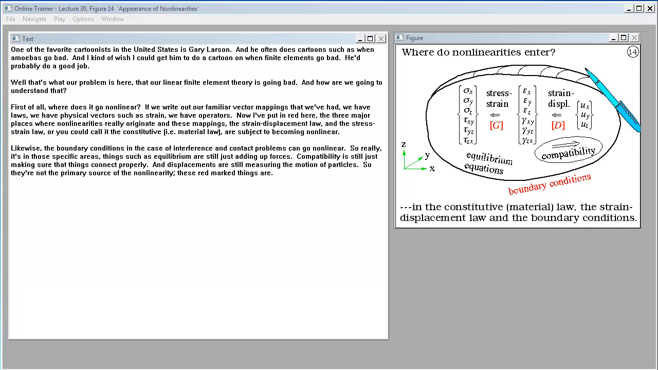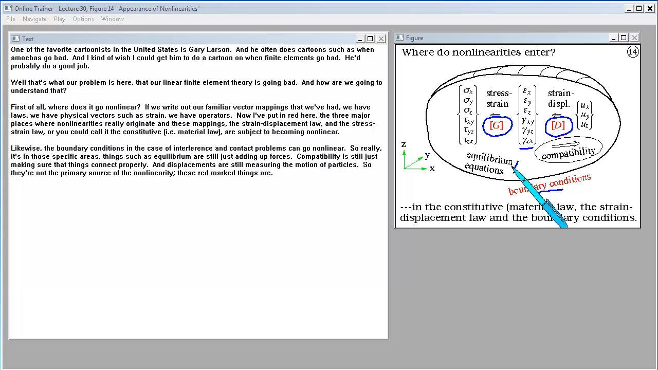First of all, where does it go nonlinear? If we write out our familiar vector mappings that we've had, we have laws, we have physical vectors such as strain, we have operators. Now I've put in red here the three major places where nonlinearities really originate. And these mappings, the strain displacement law and the stress strain law, or you could call it the constitutive or material law, are subject to becoming nonlinear. Likewise, the boundary conditions in the case of interference and contact problems can go nonlinear.